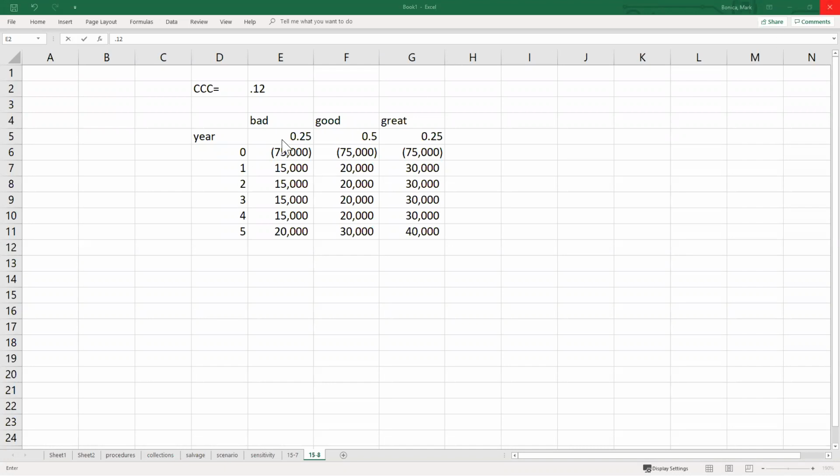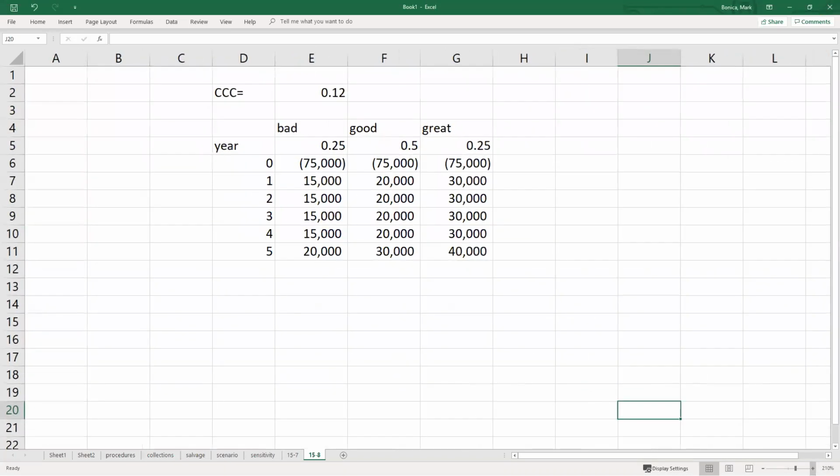So we've got three scenarios. For each scenario, we're given a probability, and their corporate cost of capital is 12%. I'm going to make this just a little bit bigger. Okay, so the first question is, what is the project's expected base case?